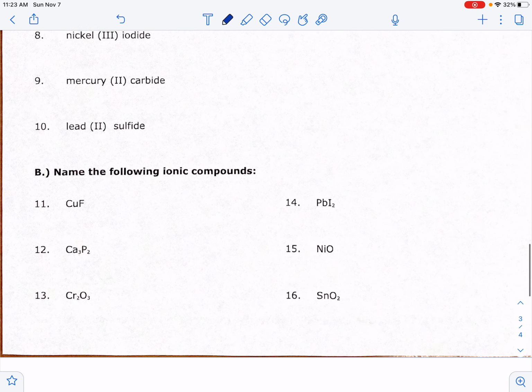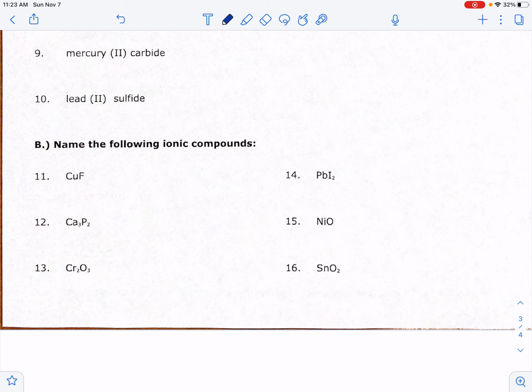Okay, let's go down to the next section, where I'm simply going to name them. On this one, you can't simply write out the name just by looking at it, because you really need to be able to find the charge. When you're dealing with a transition metal, you need that Roman numeral. So if it is a transition metal, we need to find the charge of it.